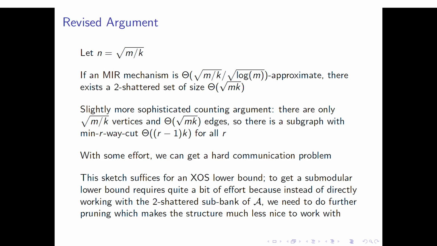If you recall, edges represent these dependencies between bidders where they have a hard communication game to solve. Since every cut has at least k edges across it, we can pretty much take this structure and embed a very similar hard communication game for XOS valuations. And if we want to go all the way to a submodular lower bound, then we have to do quite a bit more work, and that has to do with the communication game itself, which I won't have time to get into here.